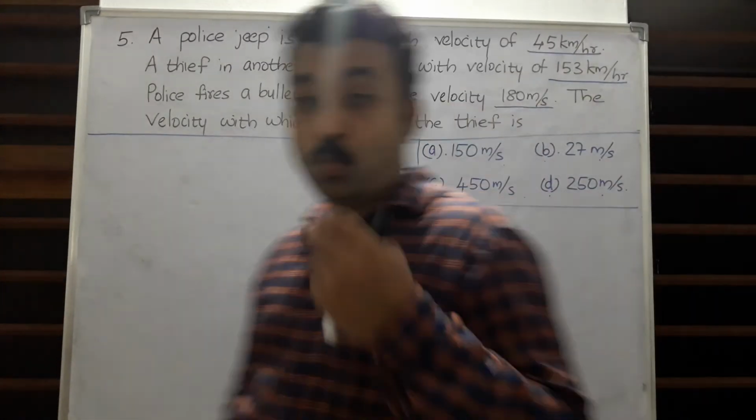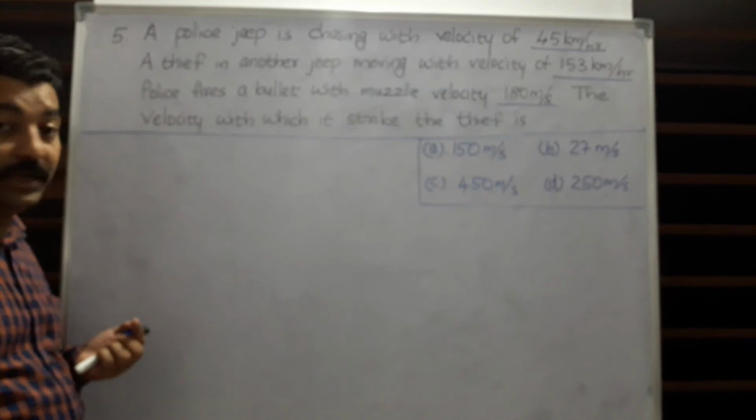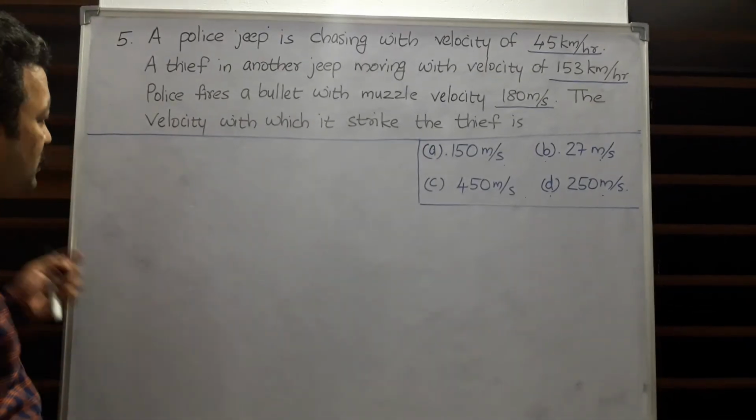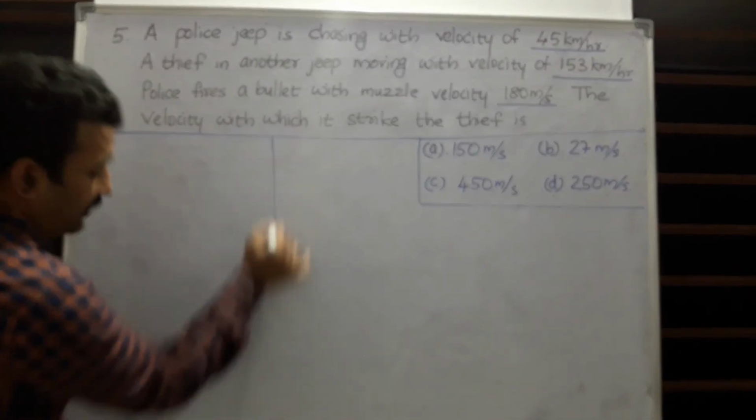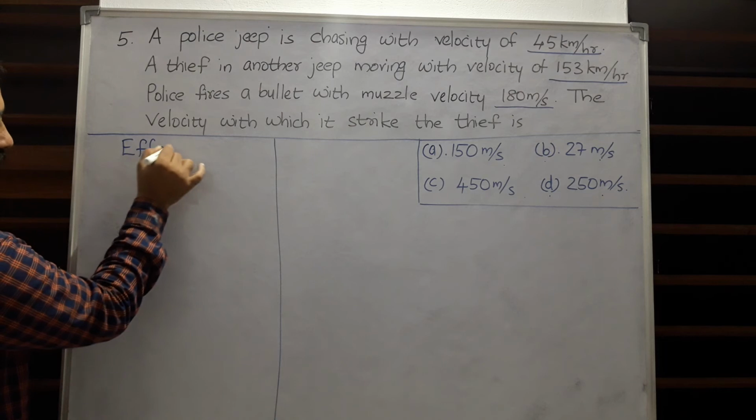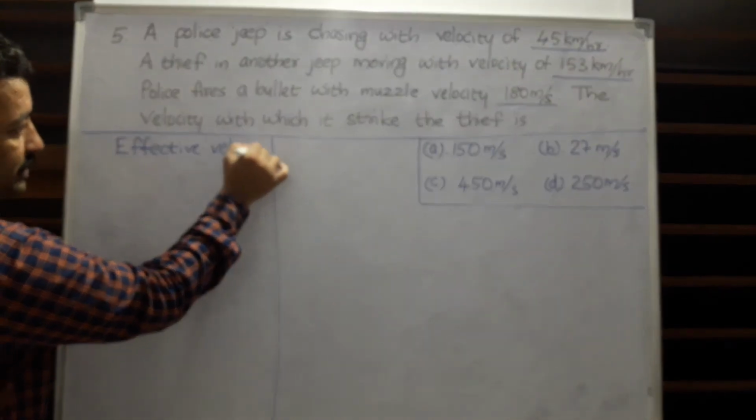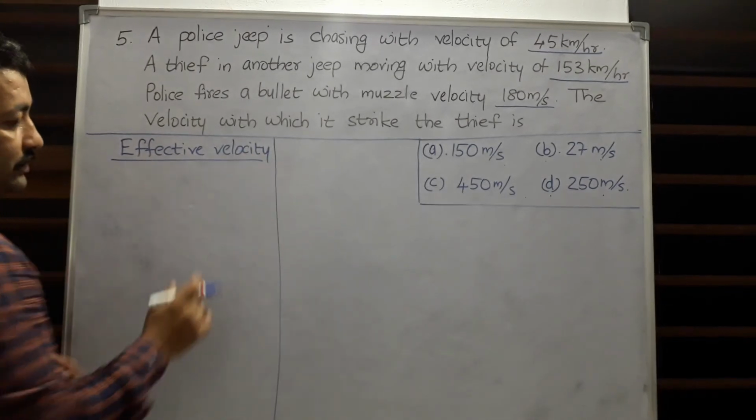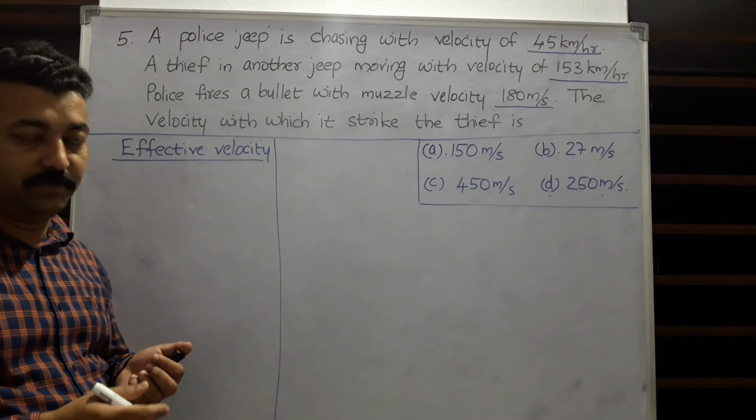Now we have to see what is the difference between the effective value of velocity and the relative velocity. So the first one is a column for effective velocity, because most of the students get confused with this kind of concept, because I have already said that relative velocity, when two particles are moving in the same direction, has to be taken as a difference.